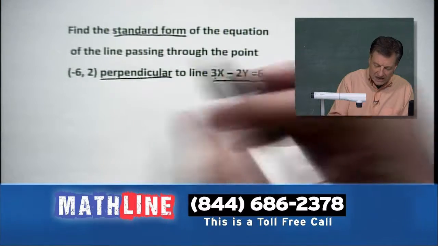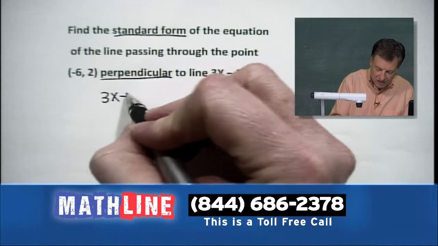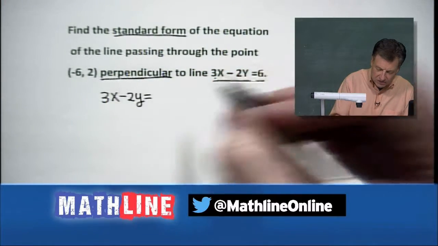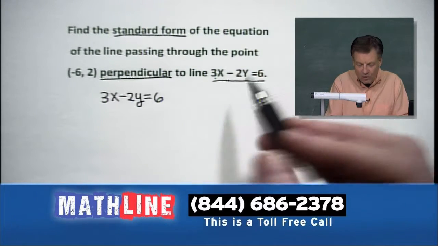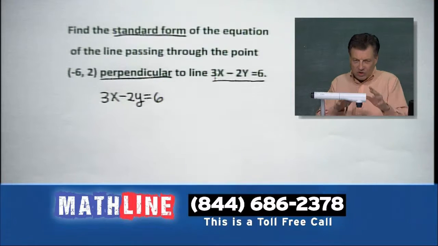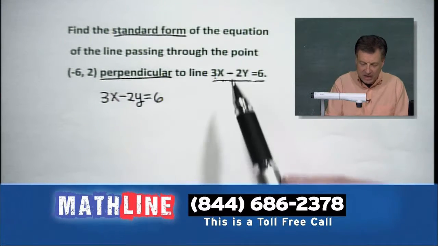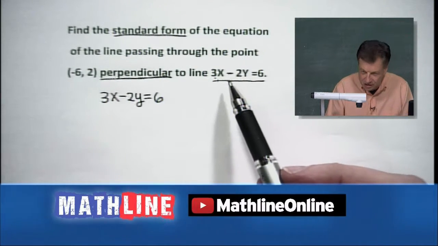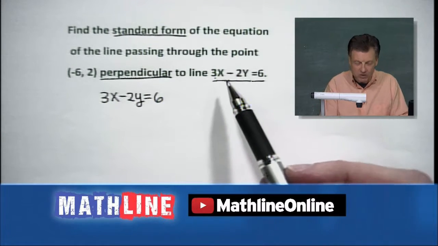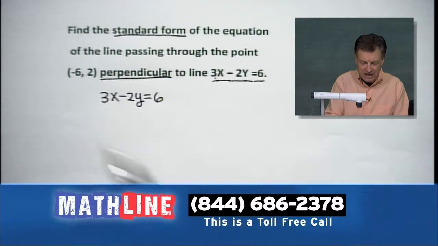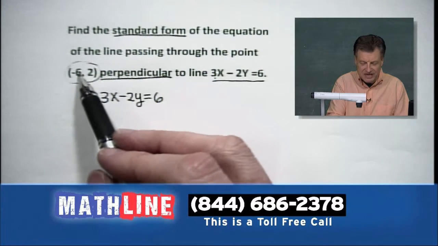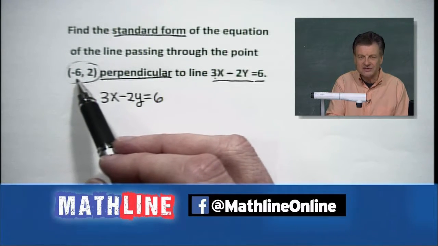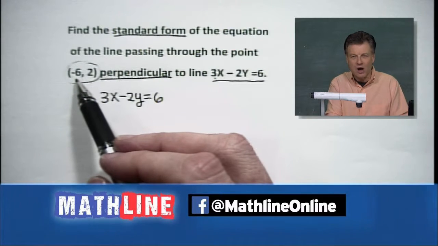But let's start right here with 3x minus 2y equaling 6. By the way, that's a standard form. That's what we mean by standard form. So we're looking for another equation in standard form that will be perpendicular to this one. We have another requirement too: that point is important because whatever we come up with has to satisfy the point negative 6 and 2 for x and y.